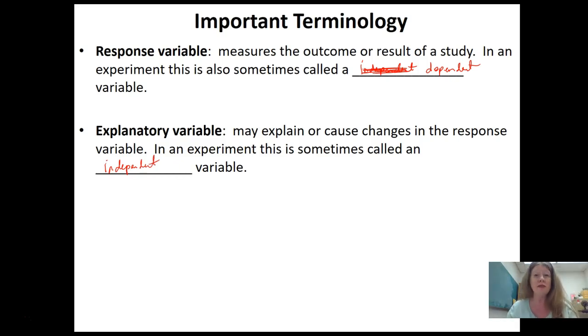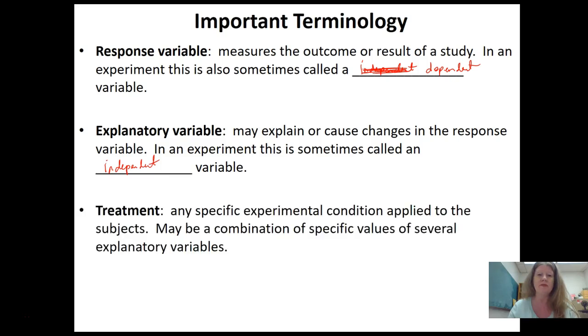And you might have multiple independent variables. You might just have one. In a lot of the studies that we're going to talk about in chapters 5 and 6, we generally will just have one explanatory variable and one response variable.